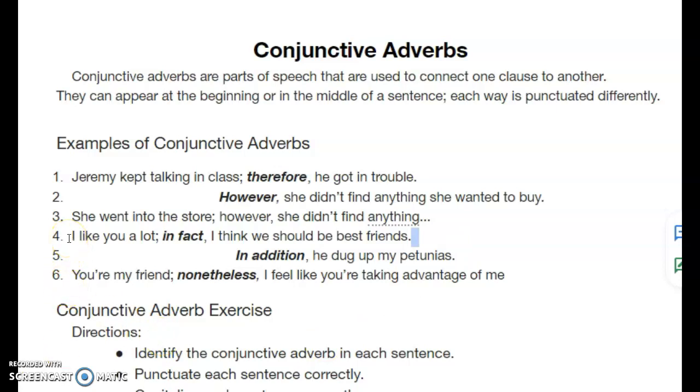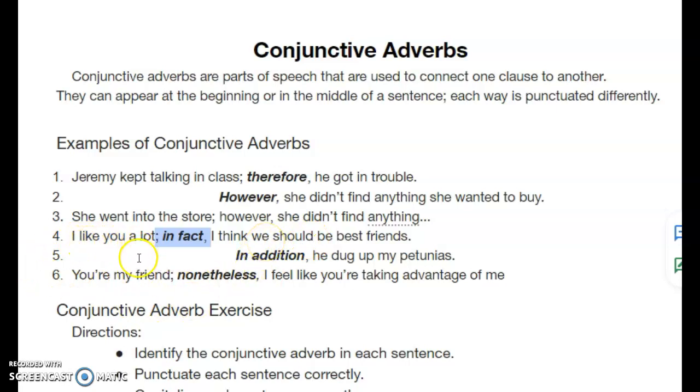All right. Here's another example, number 4. I like you a lot. In fact, I think we should be best friends. So here, in fact, is our conjunctive adverb, and it follows that same pattern. It is a semicolon, conjunctive adverb, comma, with a sentence on either side. I like you a lot. I think we should be best friends.